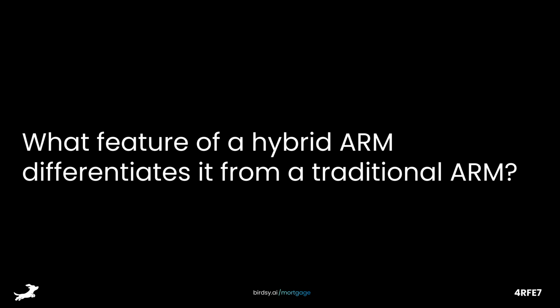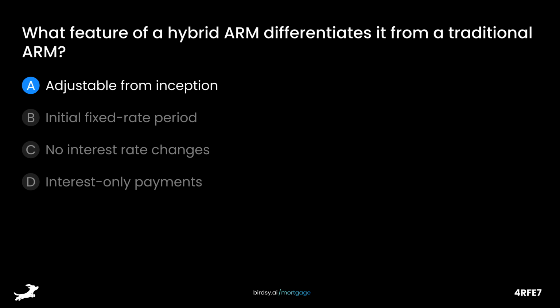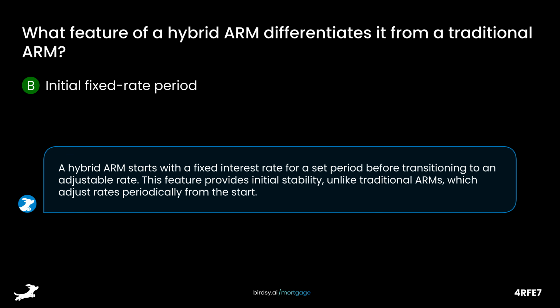What feature of a hybrid ARM differentiates it from a traditional ARM? Is it A, adjustable from inception? B, initial fixed-rate period? C, no interest rate changes? Or D, interest-only payments? The answer is B, initial fixed-rate period. A hybrid ARM starts with a fixed interest rate for a set period before transitioning to an adjustable rate. This feature provides initial stability, unlike traditional ARMs, which adjust rates periodically from the start.